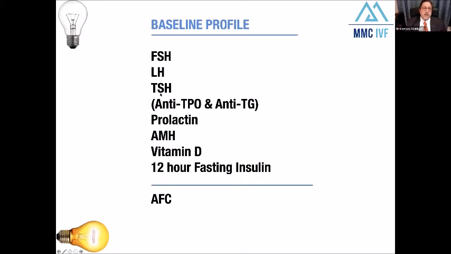You always check for TSH. 1 in 5 patients will have some thyroid abnormalities. You check for anti-thyroid antibodies. You check for prolactin. AMH is the main reproductive hormone, anti-Mullerian hormone. Normal levels are 3 to 8. In PCOS, it's always more than 8. And the higher the AMH, the more is the severity of the metabolic syndrome.